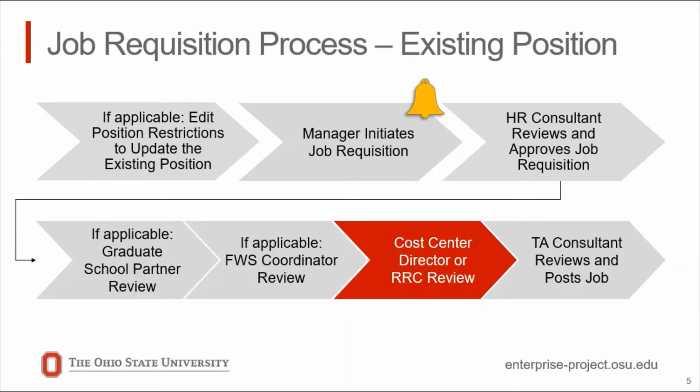Step 4. If the position is a graduate position, the graduate school partner will review. Step 5. If the position is for a federal work-study role, the FSW coordinator will review. Step 6. Cost Center Director or RRC, if health system, review the job requisition. As I shared before, as the CCD or RRC, you will review the job requisition. If edits need to be made, you will send back to the HRC or the initiator.